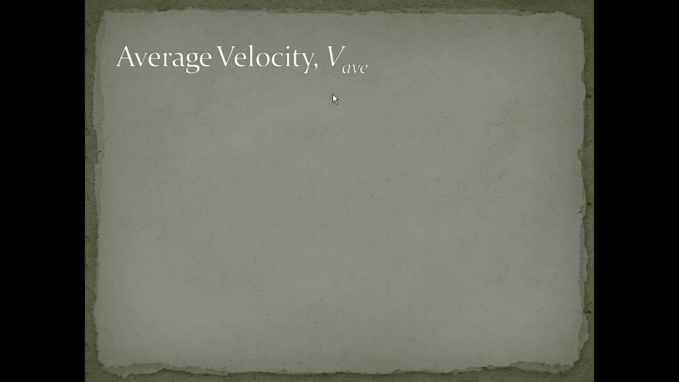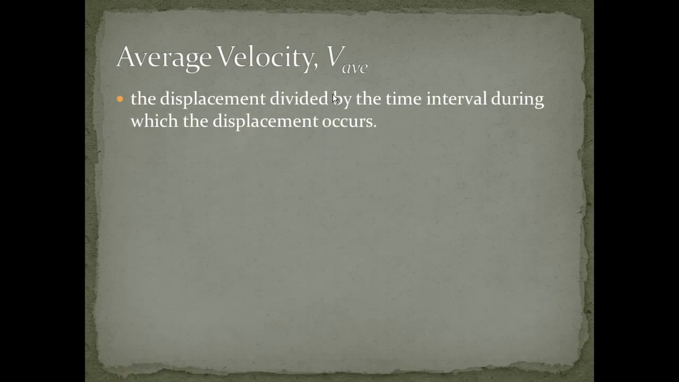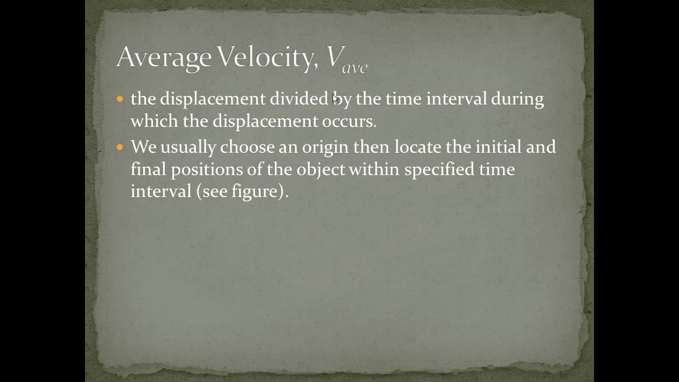Okay, so next in our discussion is the concept of the average velocity. The average velocity is defined as the displacement divided by the time interval during which the displacement occurs. So it is the displacement divided by the time. We usually choose an origin, then locate the initial and final positions of the object within specified time intervals.